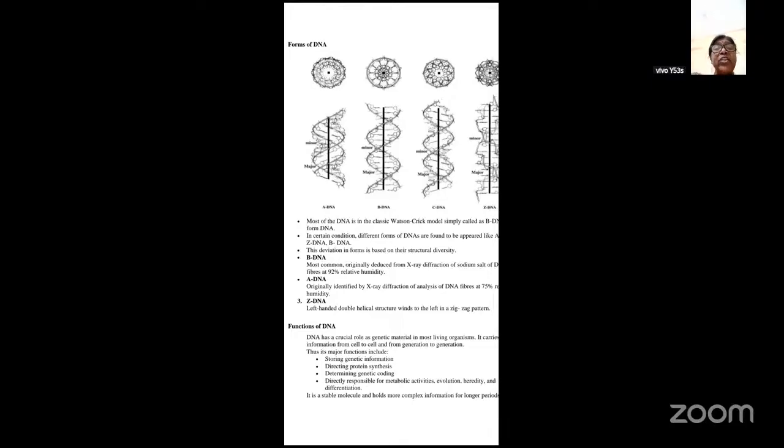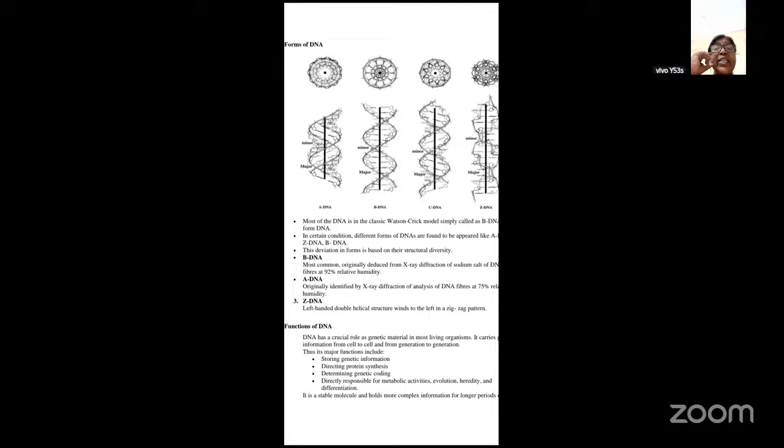In certain conditions, different forms of DNA are also found, such as A-DNA, Z-DNA, as well as B-DNA. This deviation is based on their structural diversity. Basically, the majority of the DNA, if you observe, is the B form of DNA, which agrees with the Watson-Crick model.